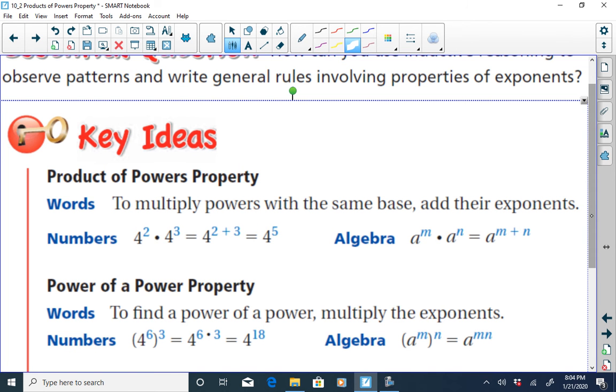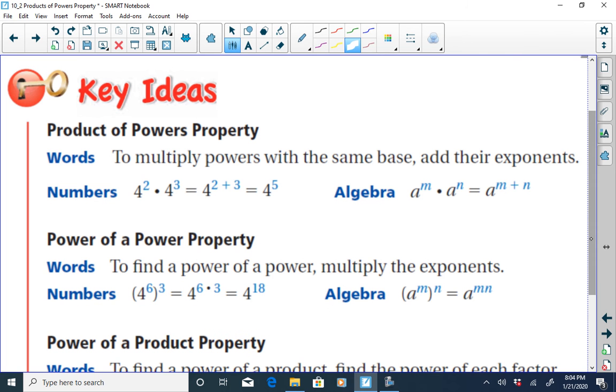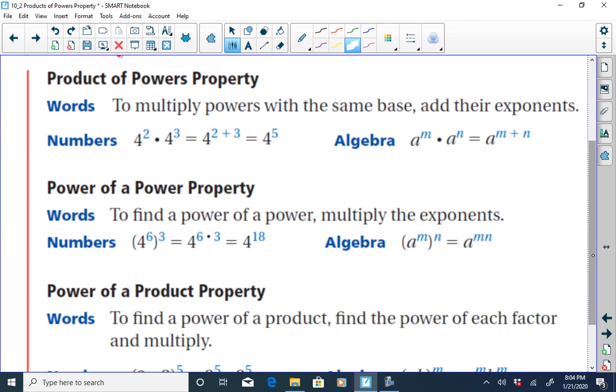All right. Second rule we're going to be working with is the power of a power property. And the power of a power property says that to find a power of a power, we're going to multiply the exponents. So if we start with 4 to the sixth power and we want to raise that to the third power, that's the same as 4 to the sixth times 4 to the sixth times 4 to the sixth, right? Which is the same as 4 to the sixth times 3, or 4 to the 18th power.